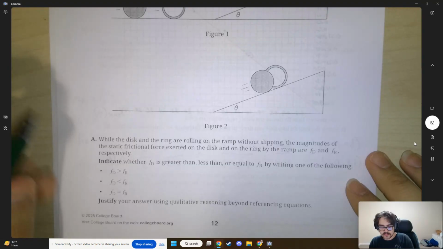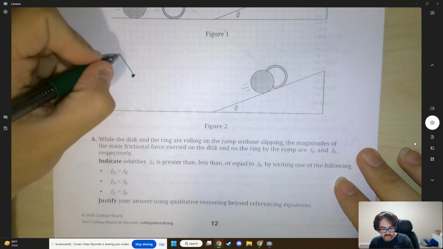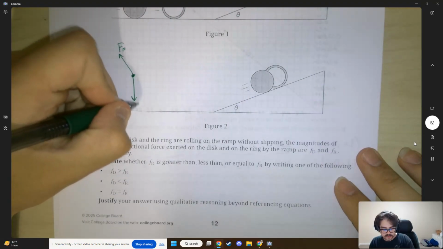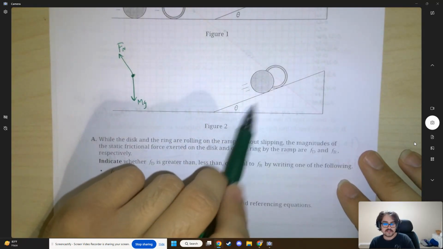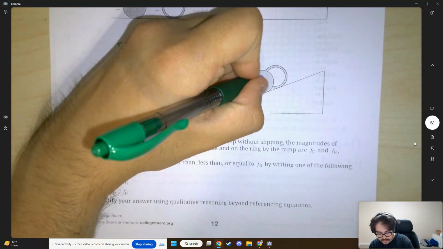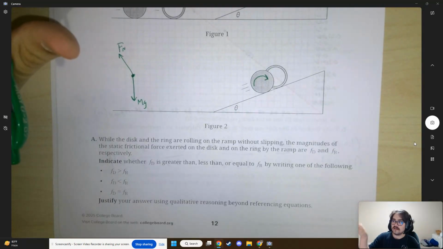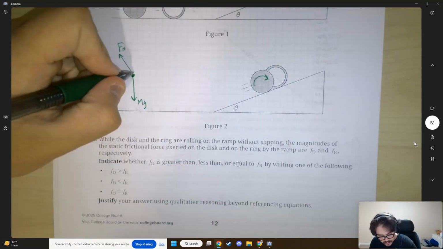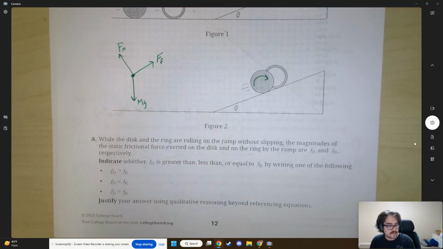If you think about the forces that are acting on each of them, they're going to have normal force coming out of the plane, gravitational force acting straight down, mg, and then they're going to have frictional force. Now, the frictional force has to slow down the rotation because they're initially rotating clockwise. The frictional force is going to slow it down, so the frictional force is actually going to act up the incline.